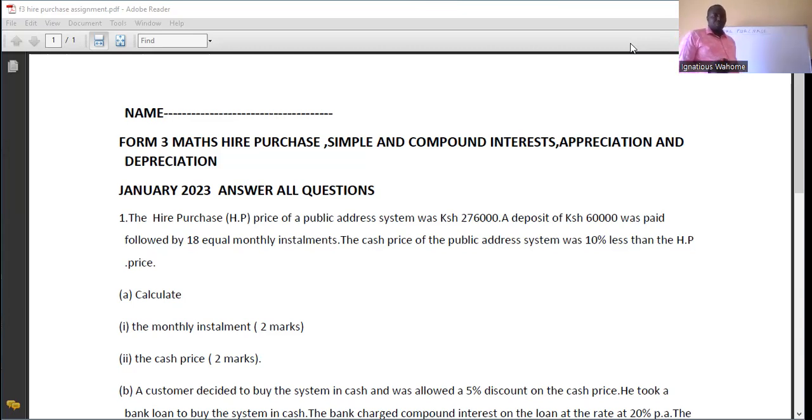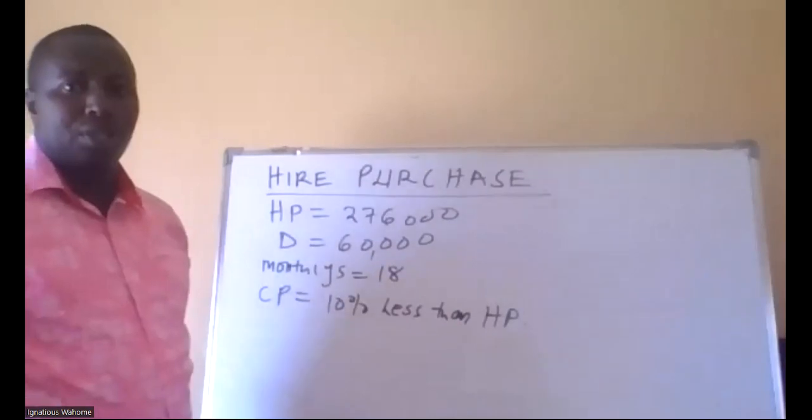So let's list them. The higher purchase price is 276,000. There is a deposit of 60,000. Then there are monthly installments, 18 months. Then the cash price is 10% less than the higher purchase price. So question A, calculate: one, monthly installments, and two, the cash price. Now there's a question.